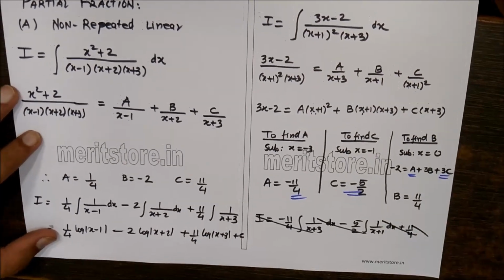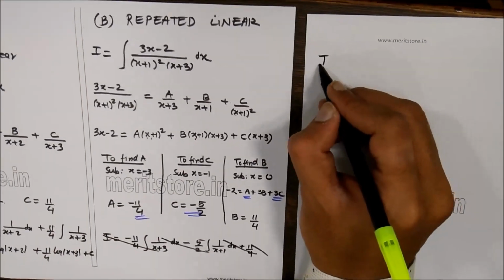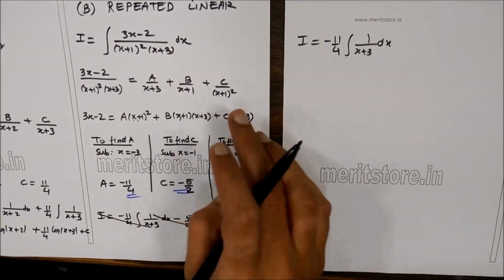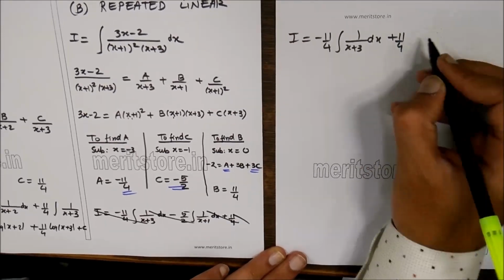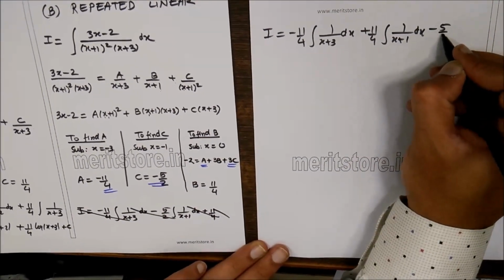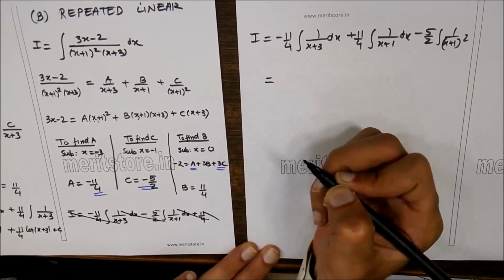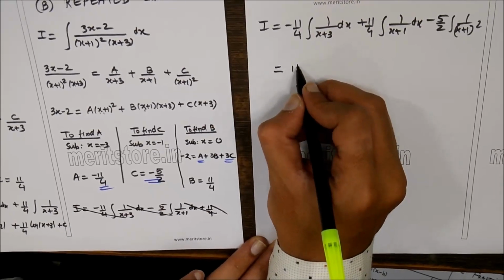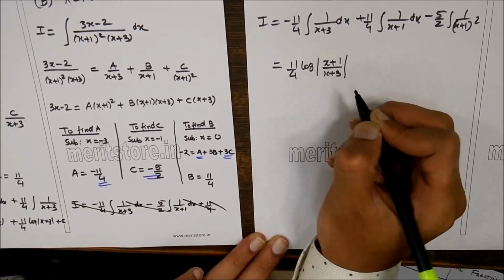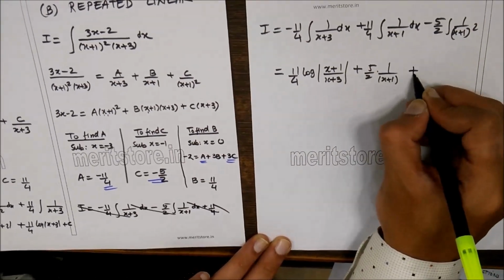When we substitute A, B and C, the terms would be integral of minus 11 upon 4 times 1 upon x plus 3 dx. Instead of B, we'll write again plus 11 upon 4 integral of 1 upon x plus 1, and instead of C, we'll write minus 5 upon 2 integral of 1 upon (x plus 1) the whole square. Our final answer on integrating this would be 11 upon 4 log mod (x plus 1 upon x plus 3) plus 5 upon 2 of 1 upon x plus 1 plus c.